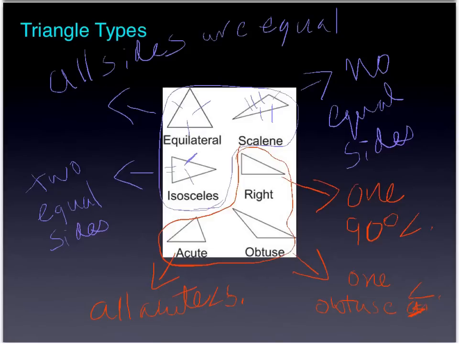Now, you can say that I have an equilateral acute triangle. You can say I have a scalene obtuse triangle. You could say I have a scalene right triangle. Okay. So you can combine the sides and the angles together to describe your triangles.